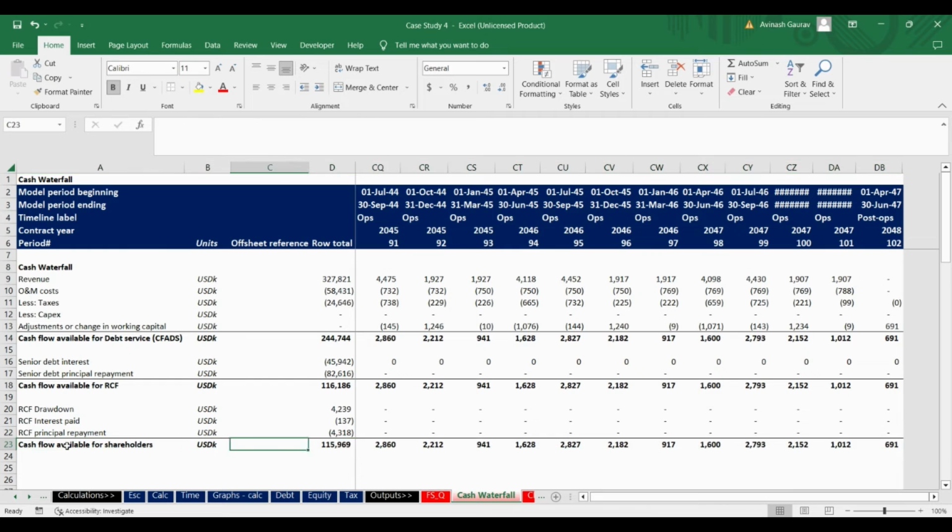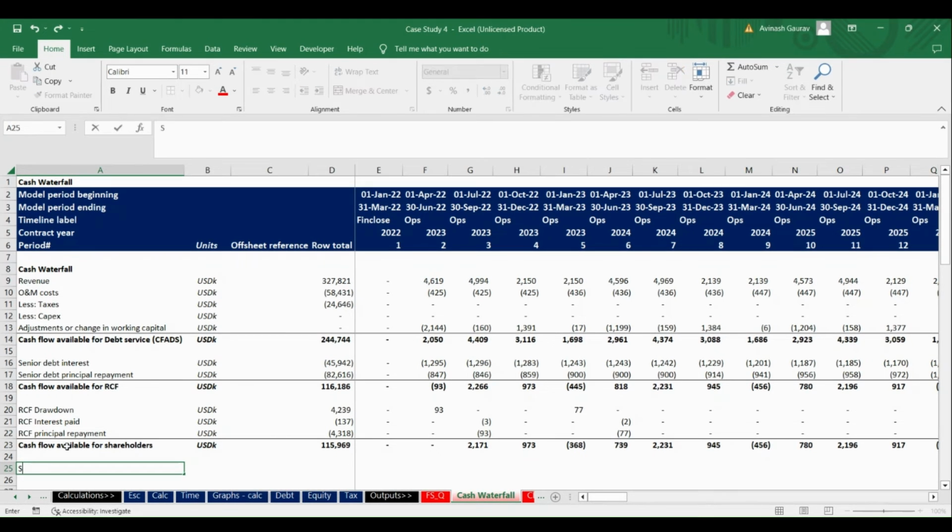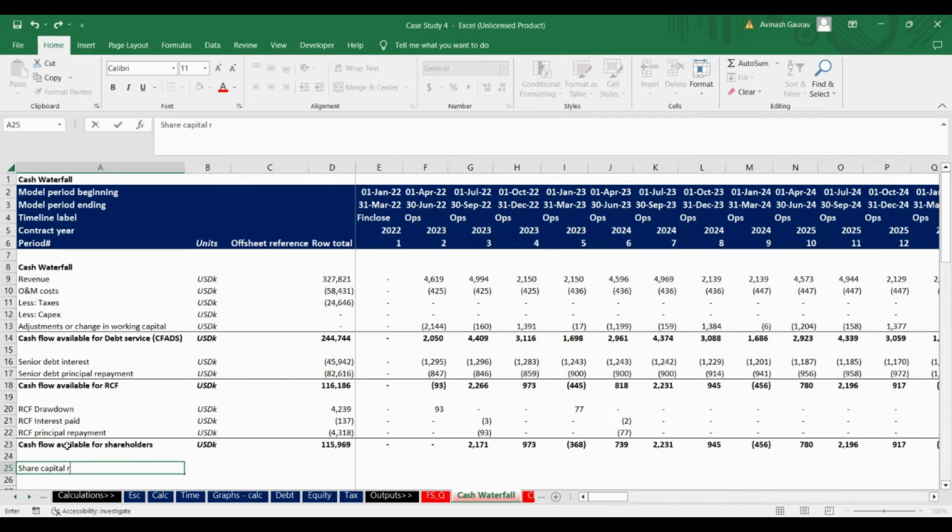For presentation purposes, give it an upper borderline. Okay. Now you have your cash flow available for shareholders. Now I can say share capital redemption. What does this term mean actually?